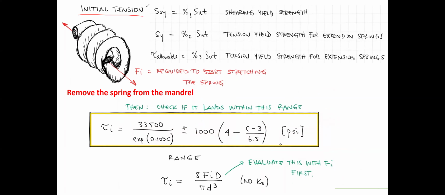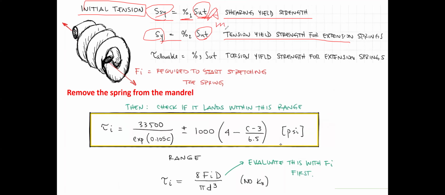Okay, so for initial tension, how to evaluate? The initial tension Ssy equals a specific percentage of Sut, right? Ssy represents the shear yield stress, Sy is the tension yield stress for the extension spring. Both of these are related to Sut, and Sut depends on the A and m coefficients. And the allowable shear is a specific percent of the Sut.